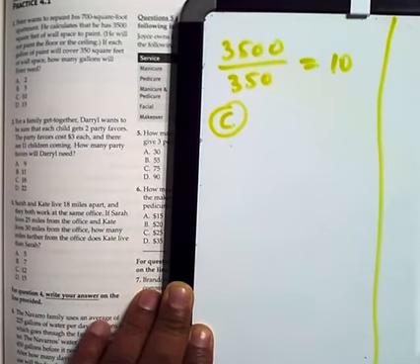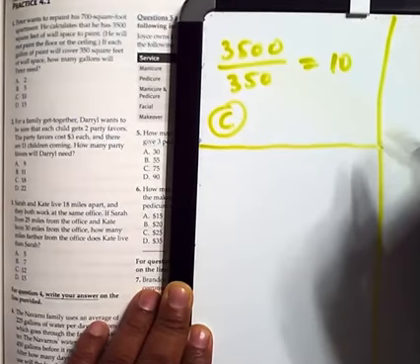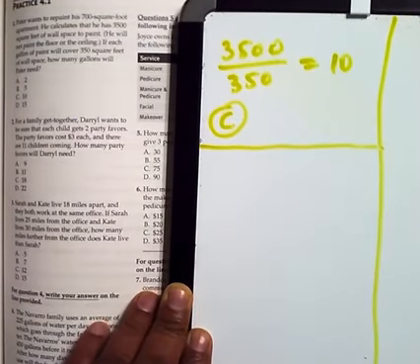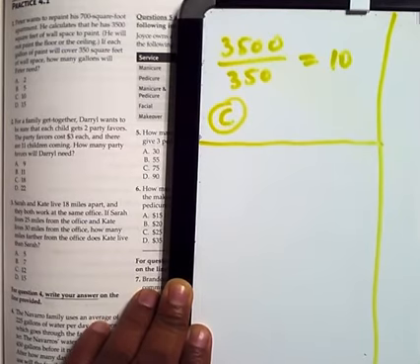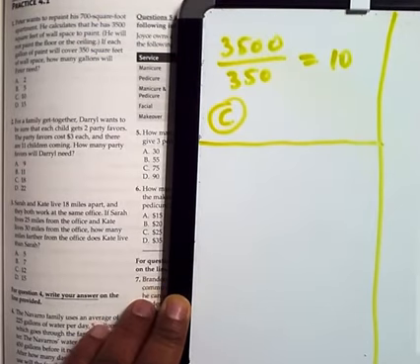All right. Second question. For a family get-together, Daryl wants to be sure that each child gets two party favors. The party favors cost $3 each, and there are 11 children coming. How many party favors will Daryl need? Again, this is a question where three different pieces of information are provided, and not all of them are useful.